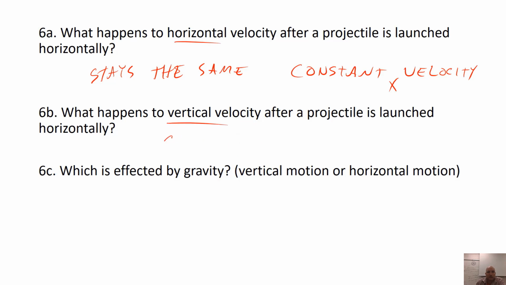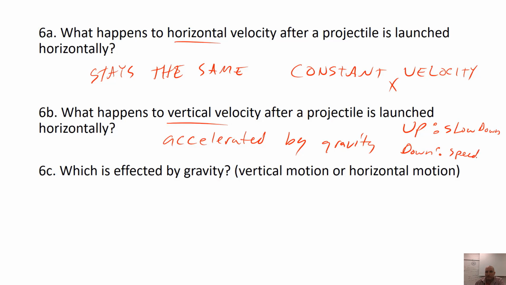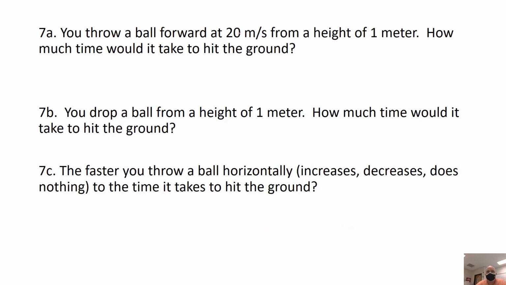Well, this is going to be accelerated by gravity, meaning it's going to change. On the way up, it's going to slow down, and on the way down, it's going to speed up. Which is affected by gravity, it's going to only be the y-axis. So when we write down gravity equals 10 meters per second squared, we either use the word down or we write the arrow down.